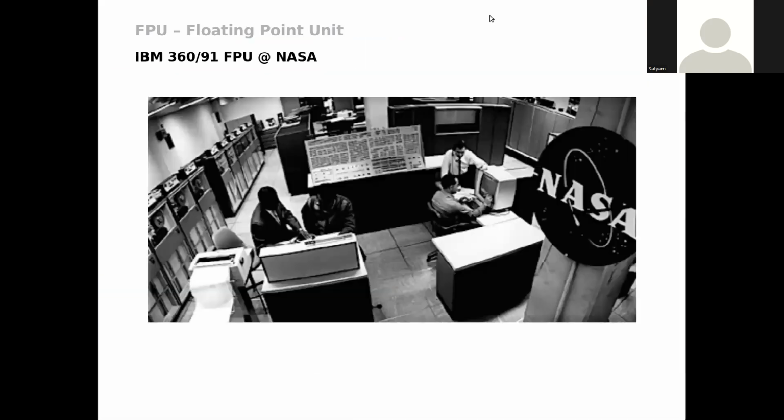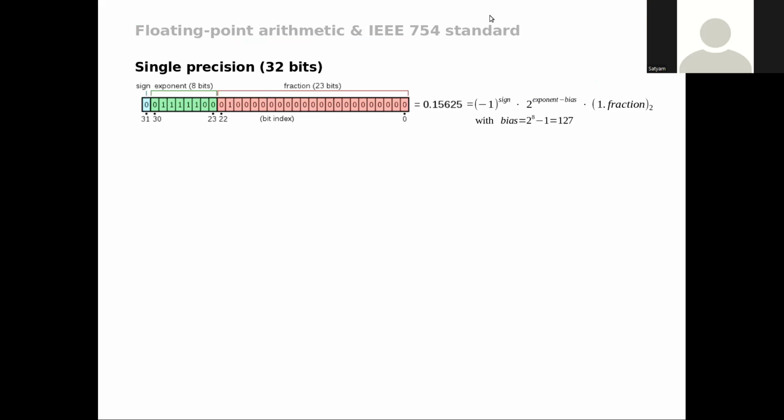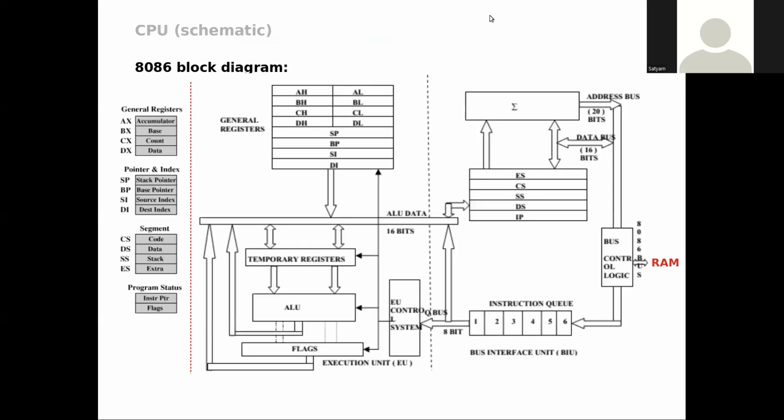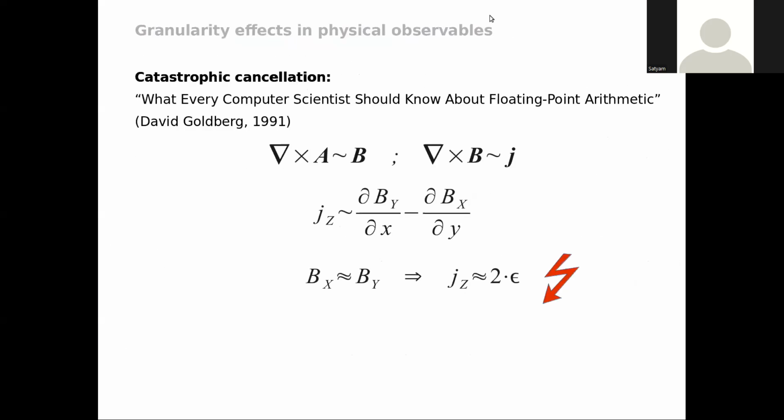Let me see. Yeah, there's a hand by Satyam. So Satyam, you can unmute. Hello. Yes. So the slide where you explained about the calculation of JZ, you said that when JZ is equivalent to 2 epsilon, that is a problem. I could not understand why that was actually a problem and how to resolve that.